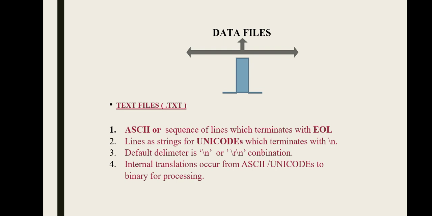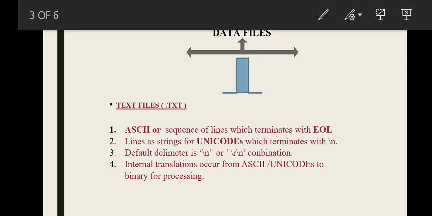In Python we have gone through strings, where every string is a constant and it ends with \n, that means new line character. So we can consider text files as containers of Unicode strings also. By default, the delimiter in any text file is \n, that is the new line character, or it may be a combination of \r\n, where \r refers to carriage return, because both mean the same. If these are there in the text file, there will be some internal translations, because the processor, before using the contents of the file, needs them converted to binary format, because the processor supports only binary format.